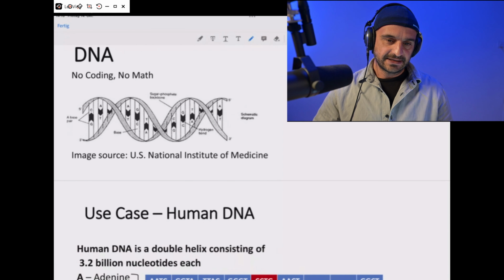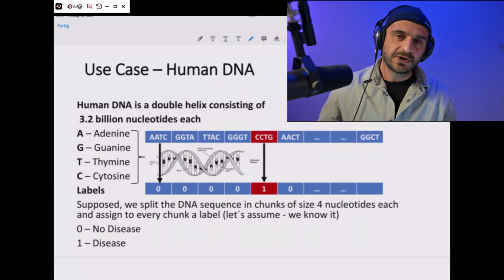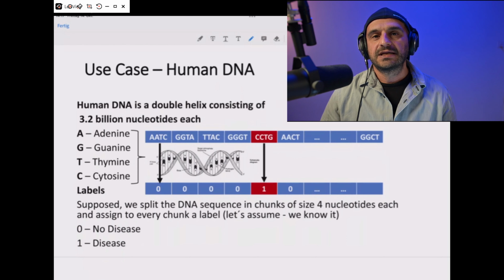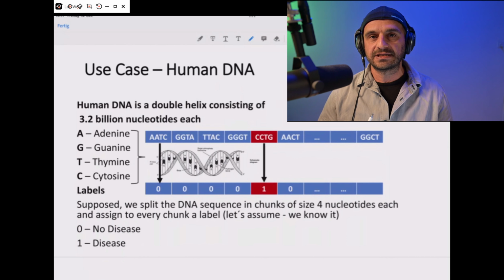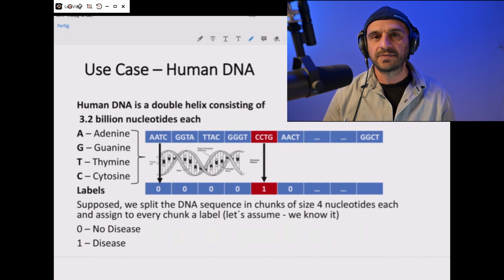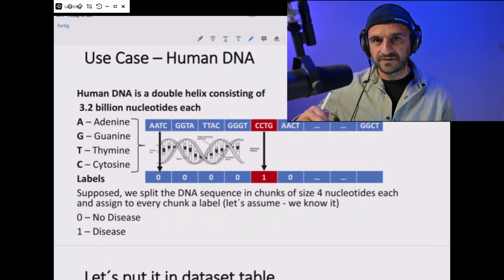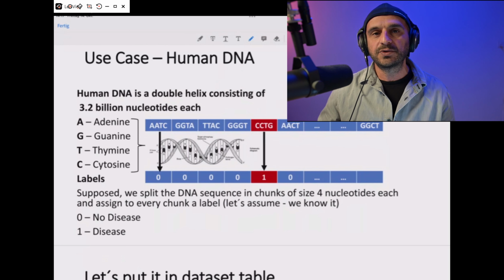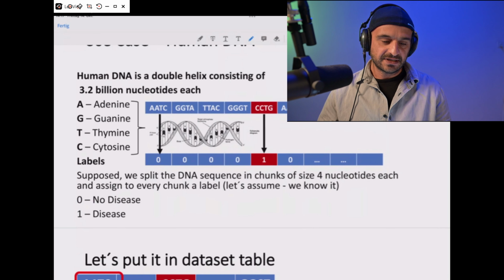So let's get started. What is actually human DNA? Human DNA is a huge molecule, a double helix, so two spirals, and this molecule consists of so-called nucleotides. Nucleotides are small building blocks, small molecules, and there are several types of them. In each of the spirals, we have approximately 3.2 billion of these nucleotides. There are 4 types of these nucleotides.